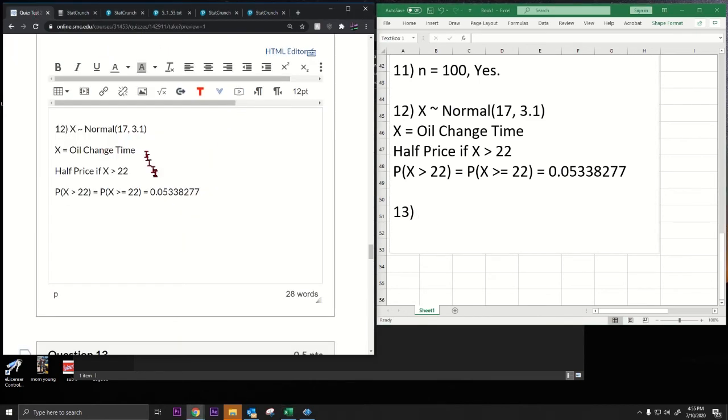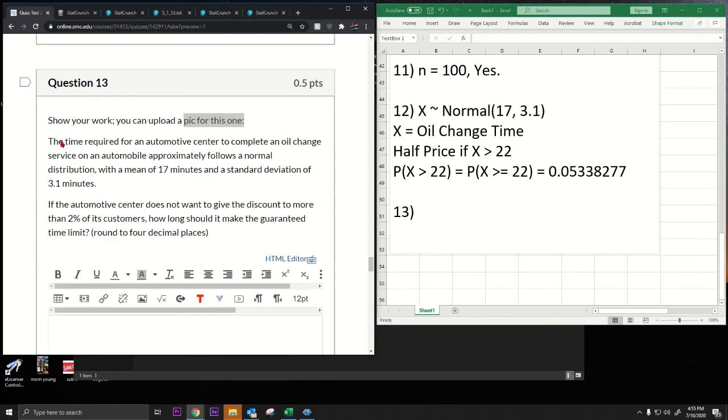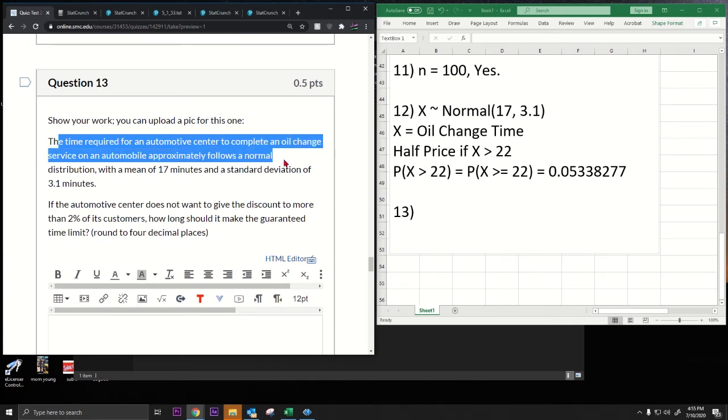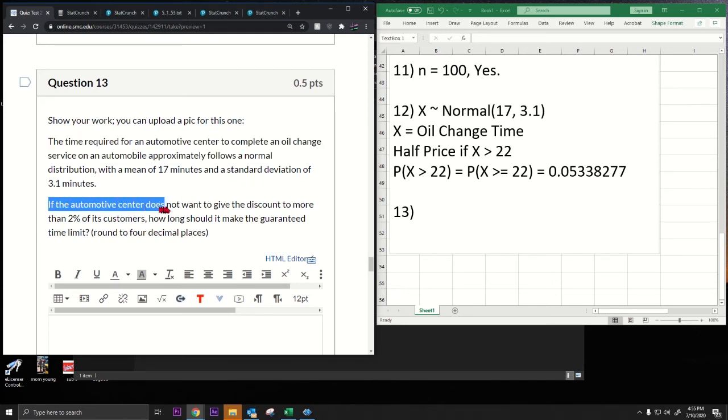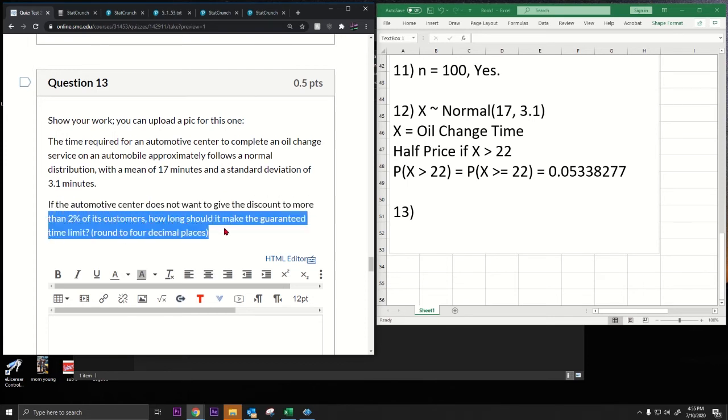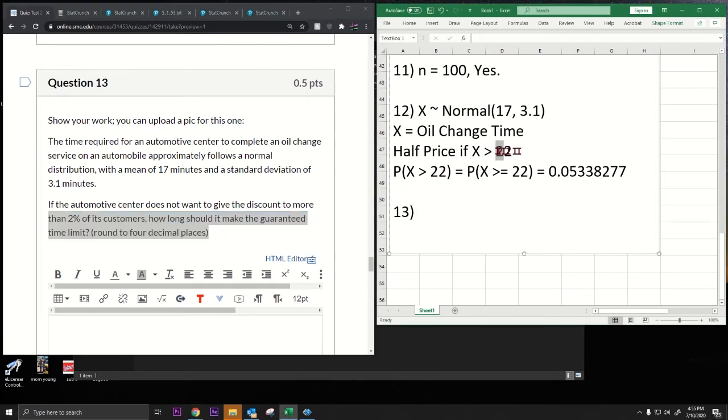Okay, number 13. Alright, show your work. The time required for an automotive oil change service is normally distributed, the same thing. Here's the question. If the automotive center does not want to give the discount to more than 2% of its customers, how long should it make the guaranteed time limit? So basically we're going to tinker with this 22 minutes. We want to change the 22 minutes, right? Because we see here that we made it 22 minutes.